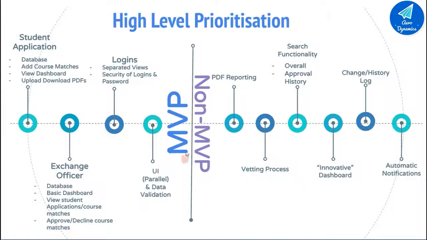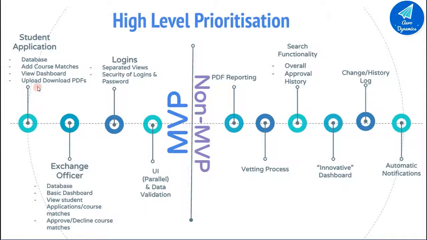As you can see here, we've prioritized our backlog into minimum viable product items and non-MVP items. We prioritize our student applications first because the major pain point of the exchange officer was that students were submitting incomplete course matches. Due to this, we figured we could electronically prioritize this and ensure that students complete applications with null validations. We then allowed them to upload PDFs.